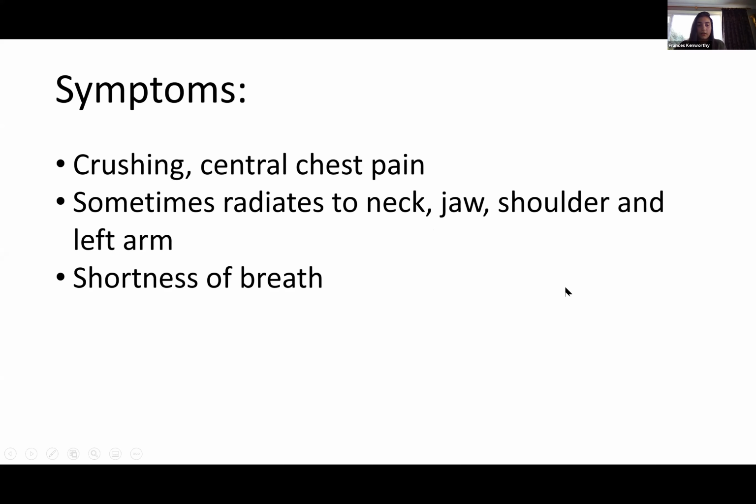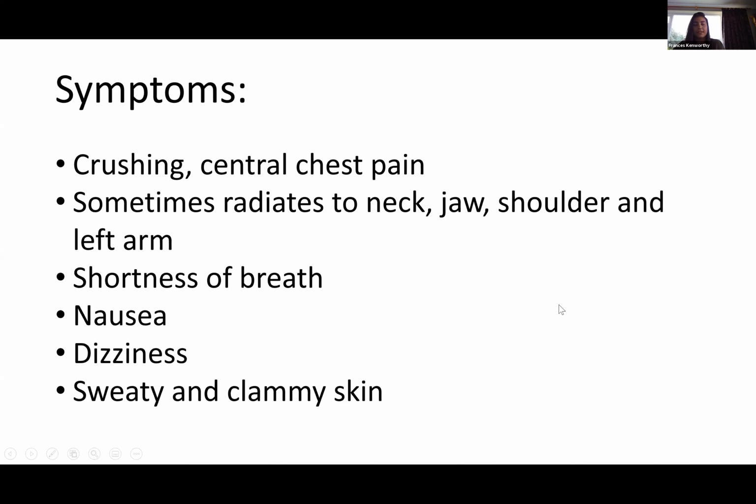Shortness of breath as well. That's something that's quite common with a lot of things, but putting it all together as one picture could come in handy. So nausea as well. They're in a lot of pain. They're not going to feel great. Dizziness. The heart's not pumping properly. The heart muscle is dying. It's not going to pump as effectively. So that's not going to get to the brain, causing dizziness, which is a really important sign, and sweaty and clammy skin.